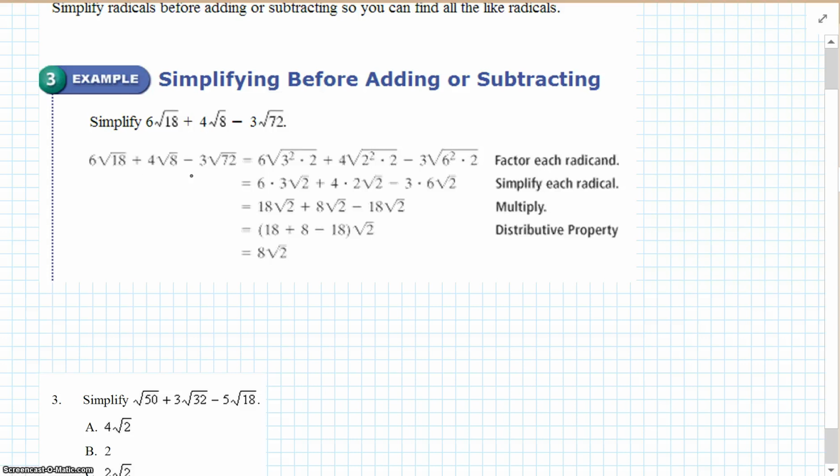So 6 square root of 18 really becomes 18 square root of 2 because you can factor out a 9. 4 square root of 8 really comes down to 8 square root of 2. And 3 square root of 72 becomes 18 square root of 2. So then you can add those together, sum like terms, and you get 8 square root of 2.